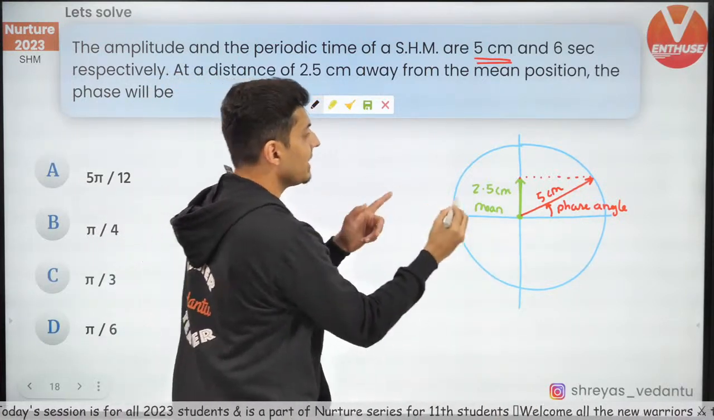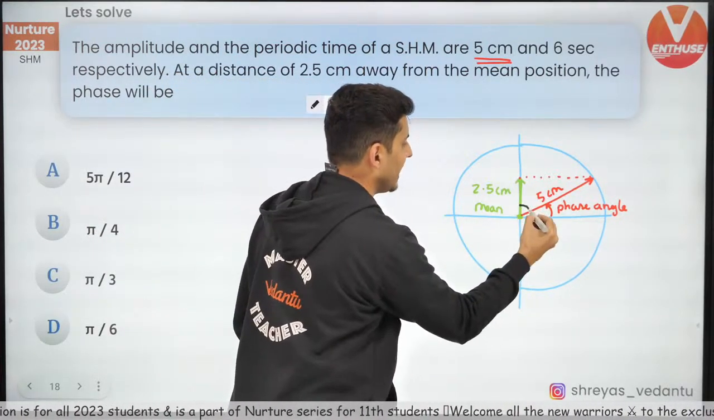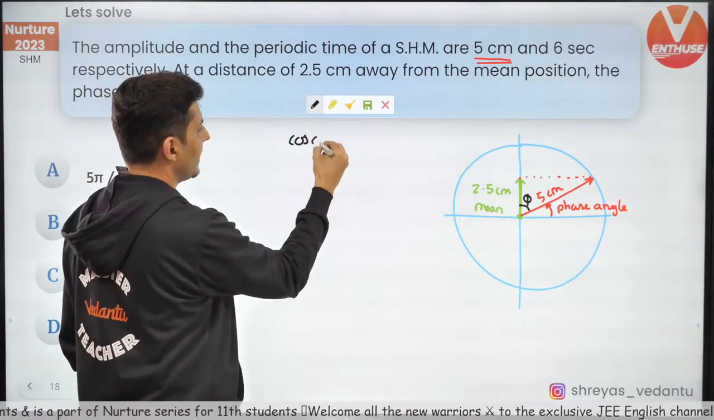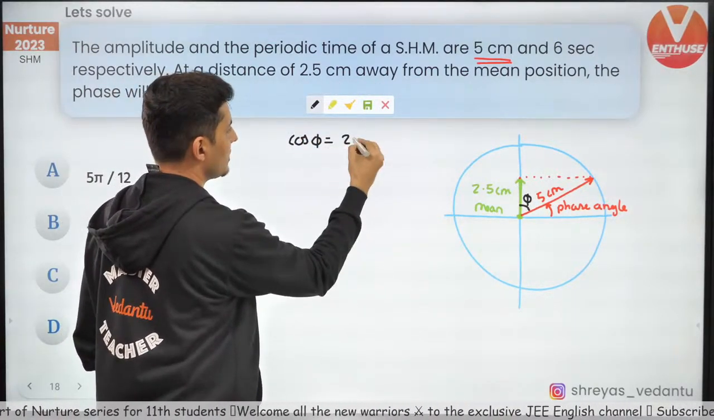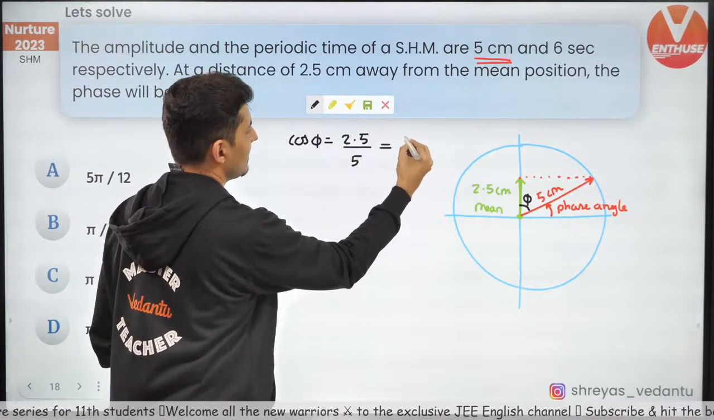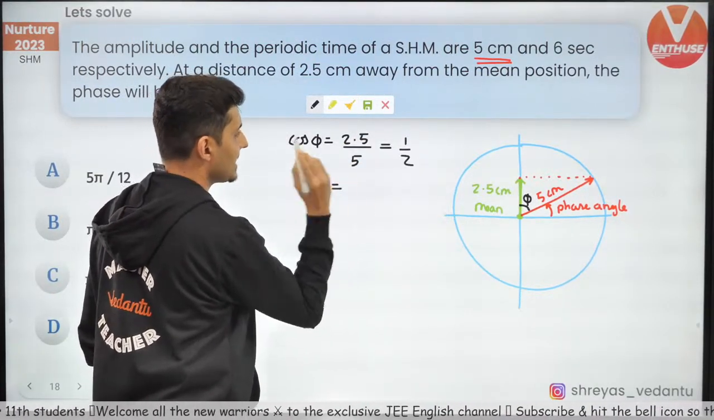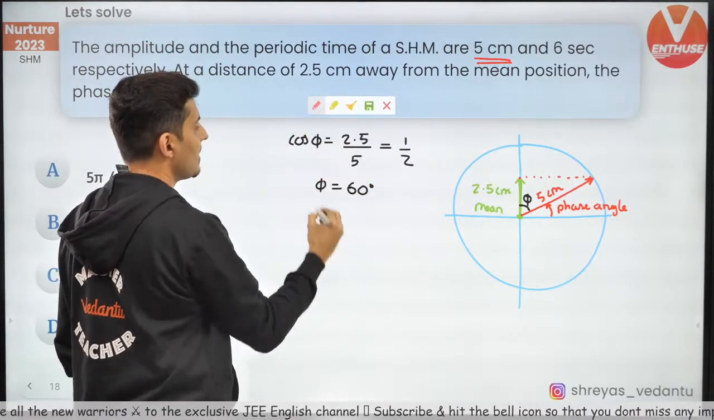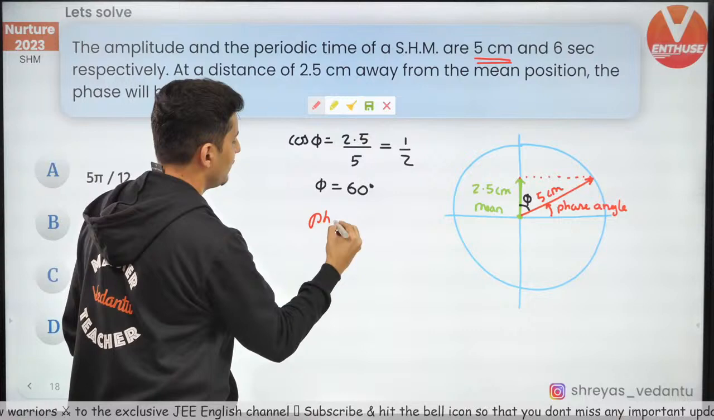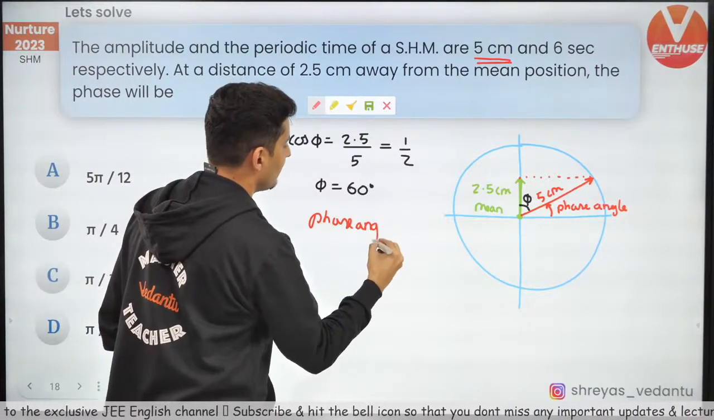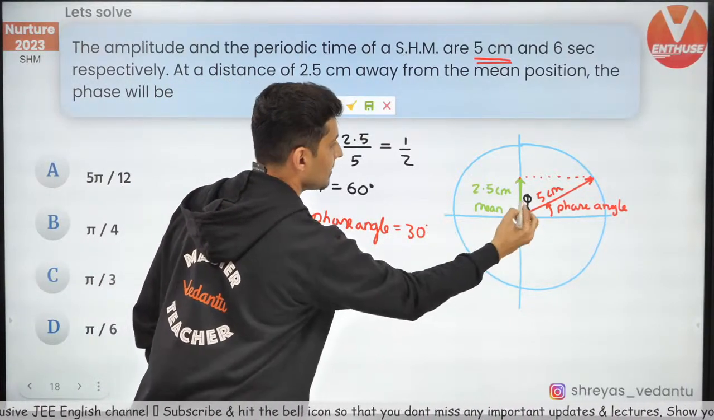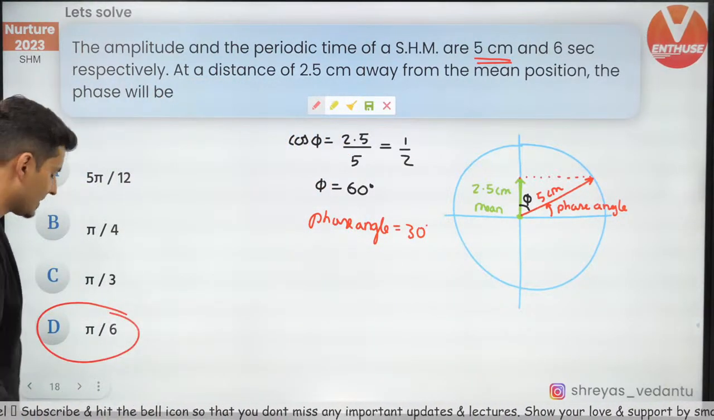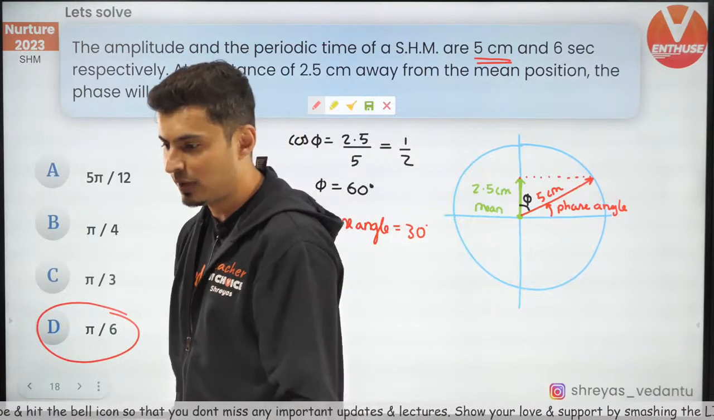Now, can you see, if this is 5, this is 2.5, I think I can calculate this angle. Because if you notice, cos phi will be adjacent, which is 2.5 divided by 5, which is nothing but half. So therefore phi is nothing but how many degrees? It is 60 degrees. So if phi is 60 degrees, what will be the phase angle? The phase angle will be 30 degrees, because the entire thing should be 90. So 30 degrees is nothing but pi by 6. That's option D. Done. Perfect, Cholan.